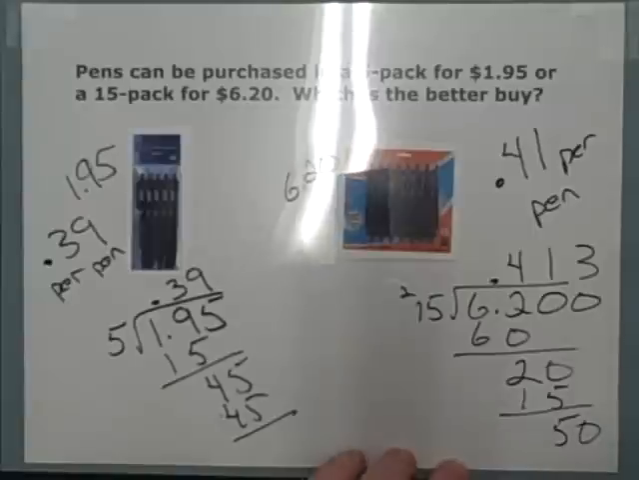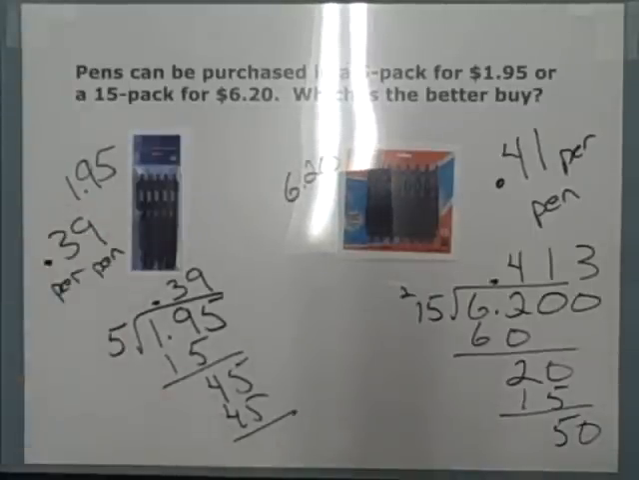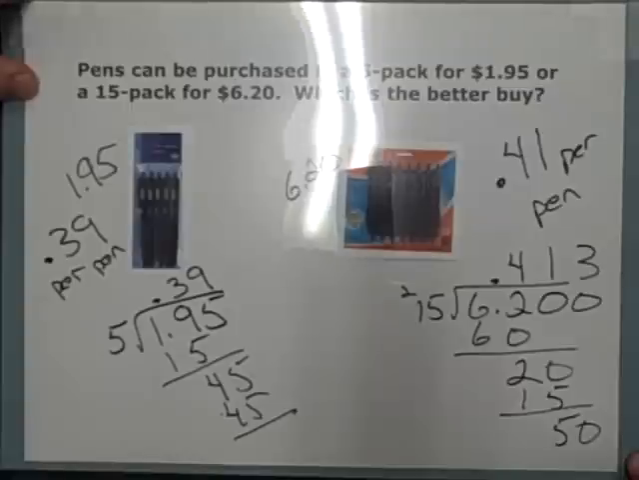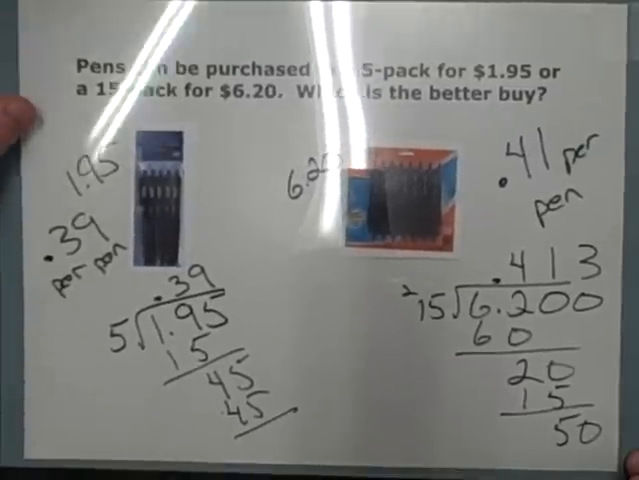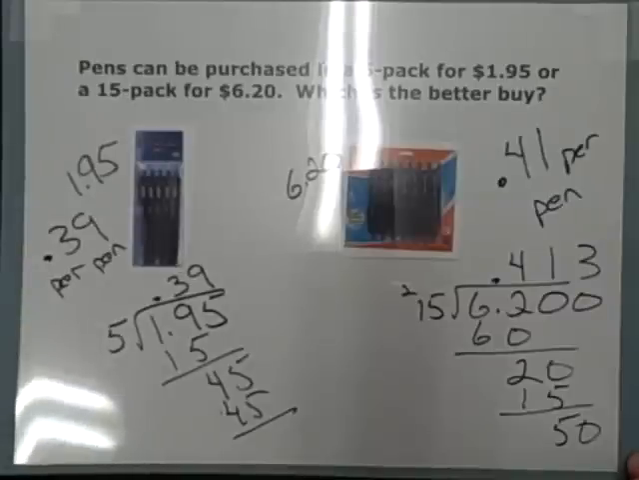So if you want the best value, you can actually buy the 5-pack for 39 cents per pen, as opposed to the 15-pack for $6.20. And that is what we use unit rate or unit price for, is to determine the best value.